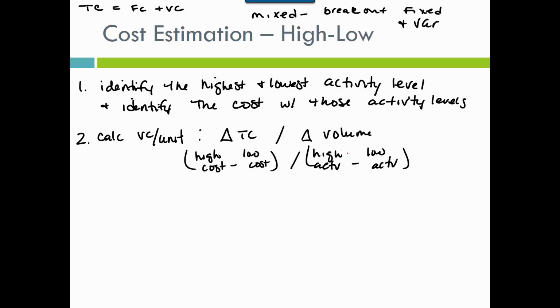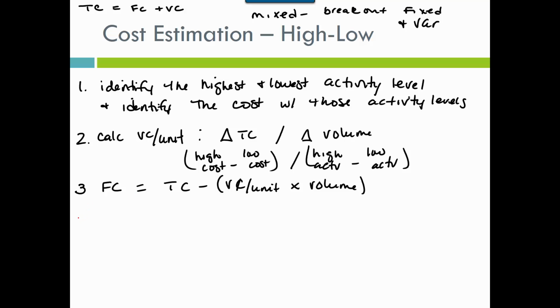Once I have the variable cost per unit, I can use that to figure out the total fixed cost. Because I know that total cost equals the fixed cost plus the variable. I know the total cost, that's the original data I had, and now I can figure out the variable cost because I know the variable cost per unit, so the difference must be the fixed cost. So the fixed cost will be the total cost minus the variable cost per unit times the volume. That would be my total variable cost. So I take my total cost minus the variable, the rest of it has to be the fixed cost.